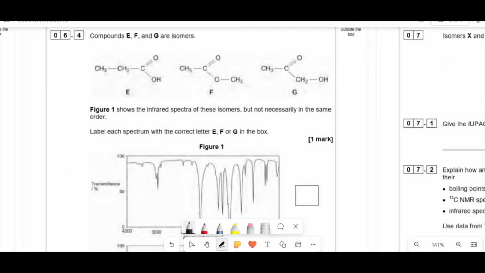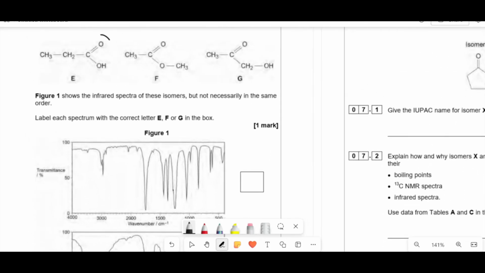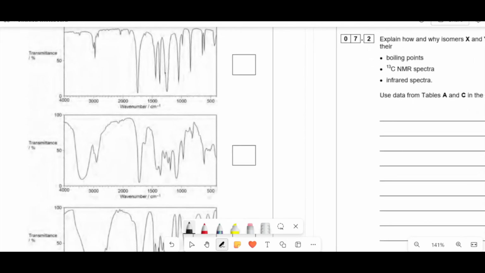Compounds E, F and G are isomers. Figure 1 shows the infrared spectra of these isomers, but not necessarily in the same order. So it says label each one with E, F, G in the box. So if we look at what E is, it's got a carboxylic acid group, and F has an ester. You should be able to immediately recognize that C-O-C is an ester, and here this is a ketone. So we need to figure out which ones fit the bill for what.